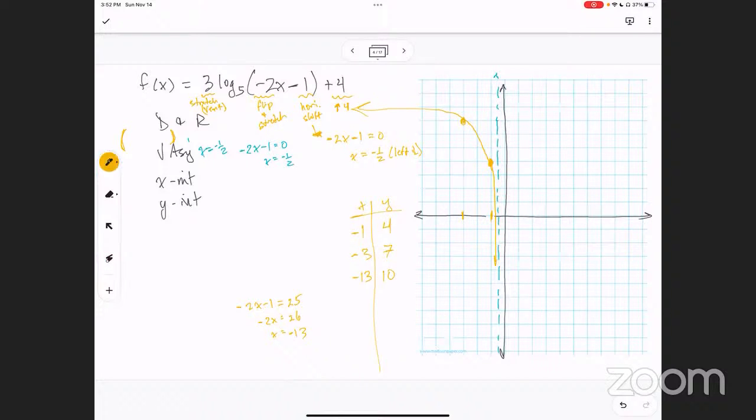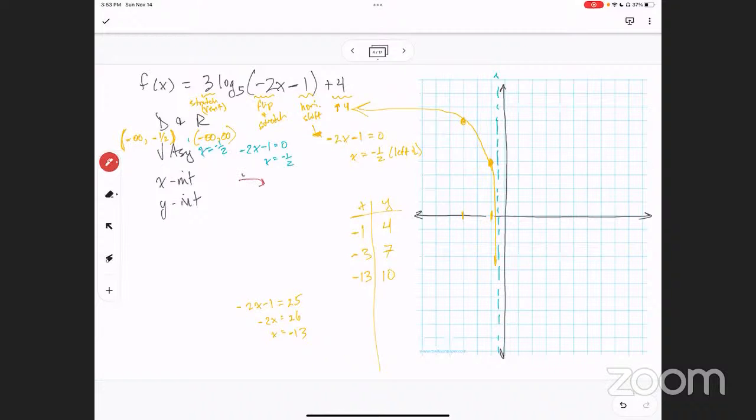So it's from negative infinity to what? Negative infinity to... It's always the vertical asymptote. Negative infinity to negative 1/2. Yep. And what's the range? The range is negative infinity to positive infinity. Perfect.